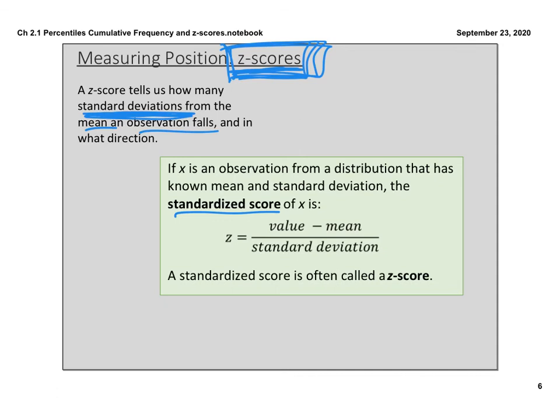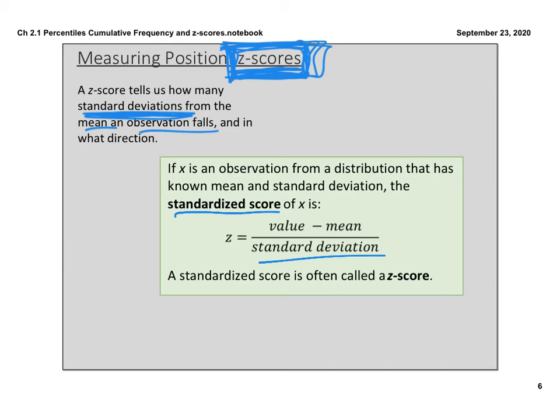Okay, now your data can be several standard deviations away from the mean. It may be one standard deviation away from the mean. It may be a standard deviation below. It could fall above the mean, it could fall below the mean. And what a z-score does is it tells you how far away from the mean a certain data value is based on the standard deviation.